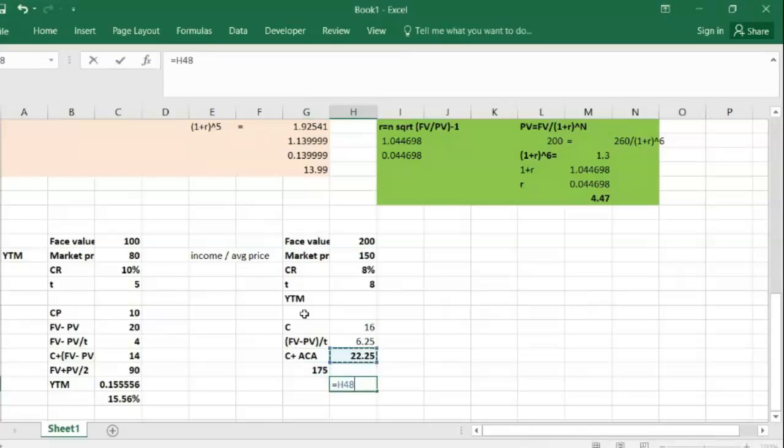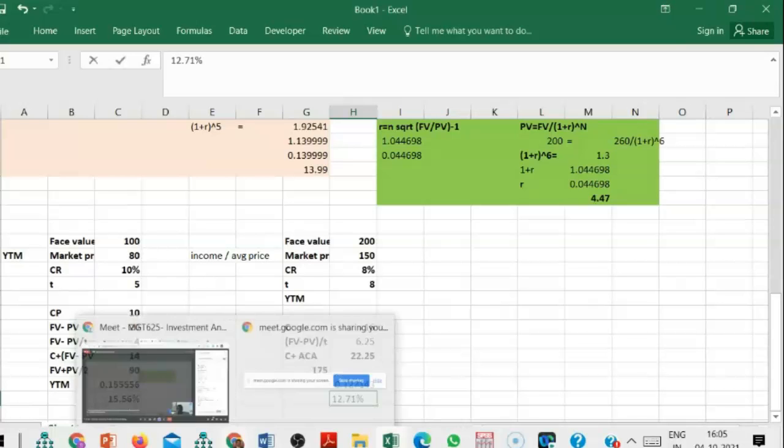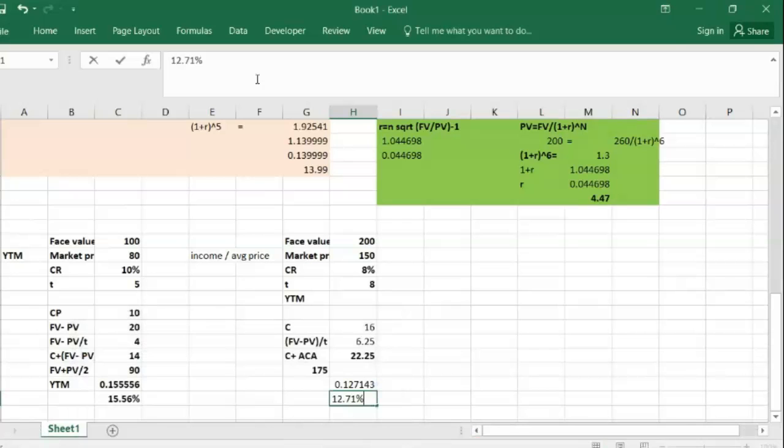So you just take this value and calculate: 12.71 percent is the yield to maturity. Again, I am insisting that this value is calculated without the effect of the time period, because the time value of money is not given importance. It is simply calculated based on the values: what return I have received, and what average value the instrument is available at in the market.